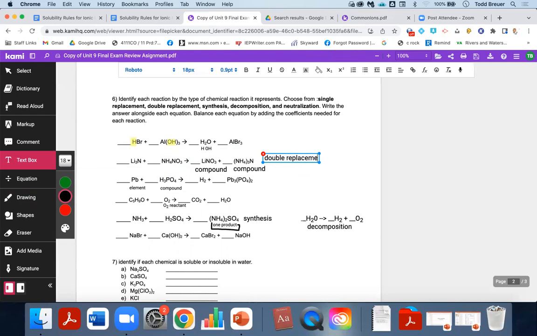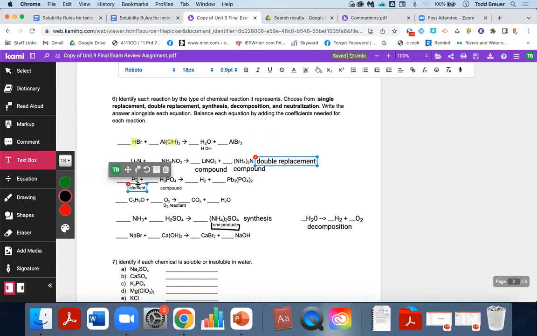Now you got to make certain that you're not just looking for 2 compounds. You look for swapping. Li is now attached with NO3. NH4 is now attached with N, and that's what identifies it as double replacement.